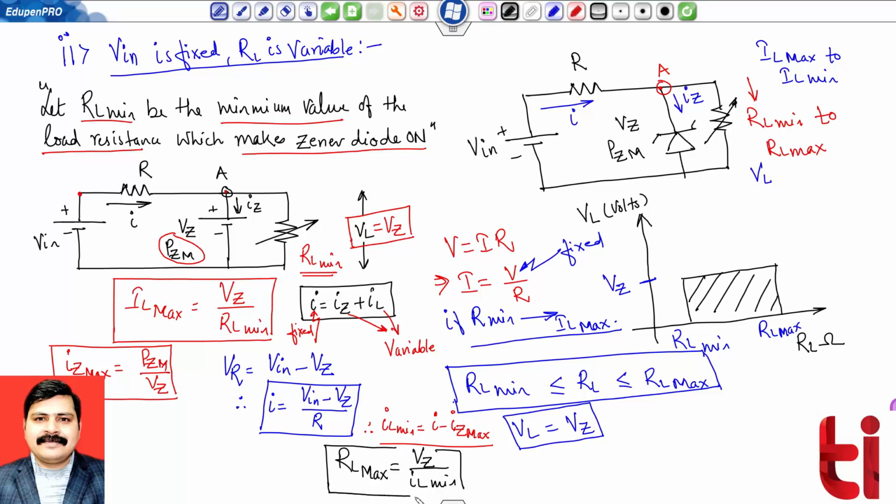I have already shown you this graph. Now you can check. We started with this assumption, and by this we have calculated the RL max. So this range is calculated. For this entire range, from the minimal value to the maximal value, I will have a constant voltage across the output, which is VL equal to VZ. So this is the case when my load resistance is variable.